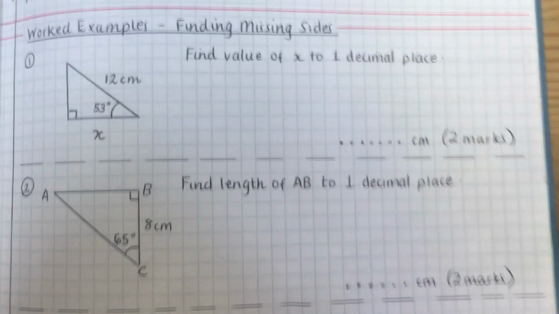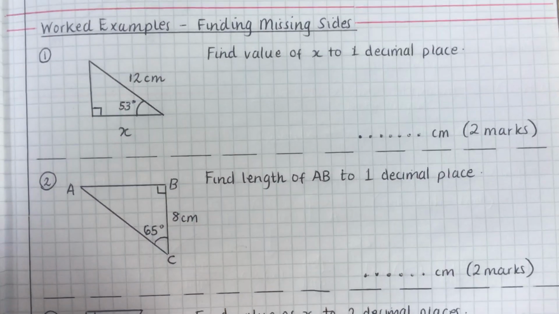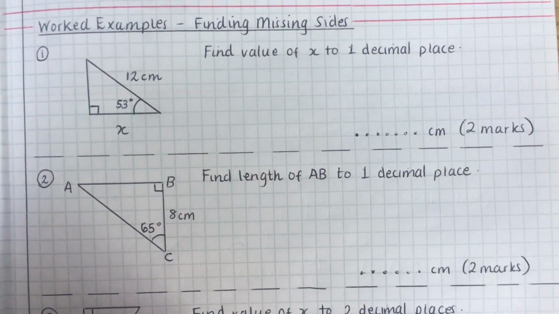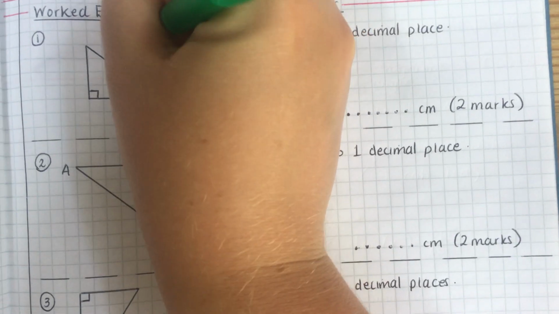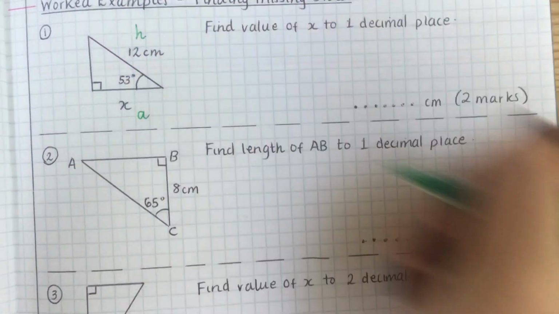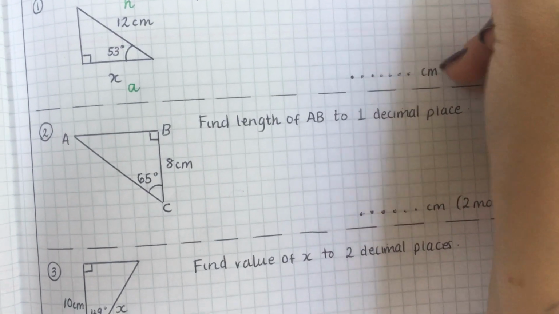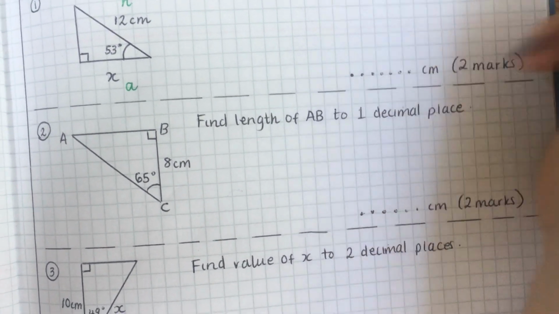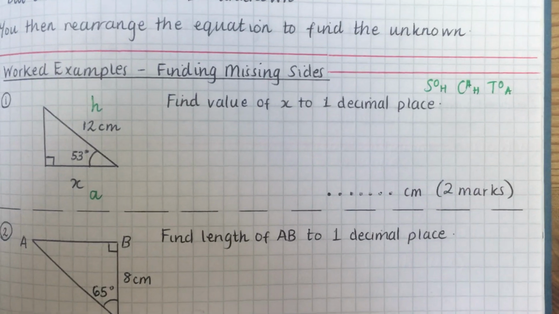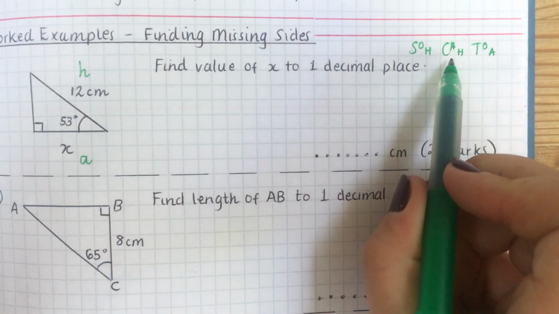So let's look at this first one. The first thing we need to do is label the sides. Okay, so step 1, label sides. 12 is the hypotenuse, x is the adjacent. So going back to SOHCAHTOA, make sure you always write it down if you haven't written it down. Going back to SOHCAHTOA, we can see if we've got A and H, that means we must be using cos.